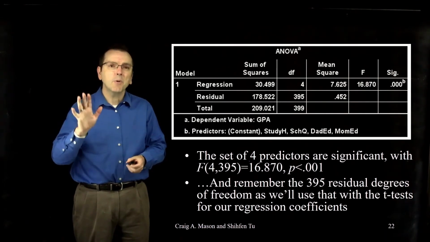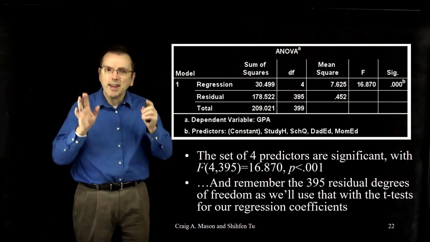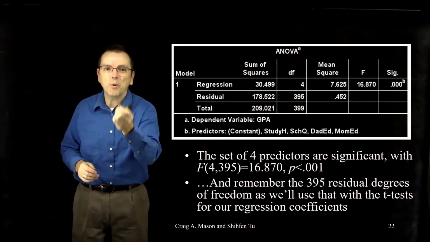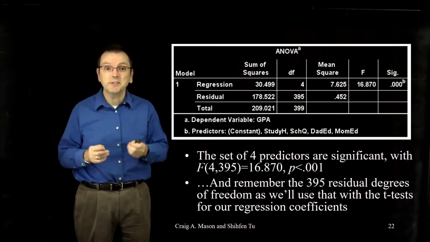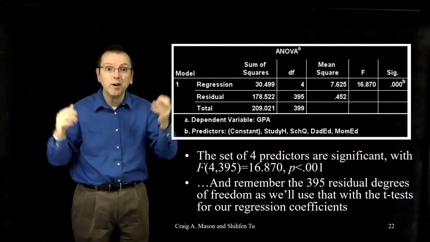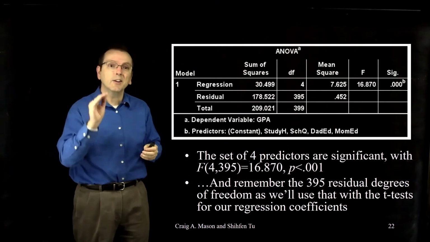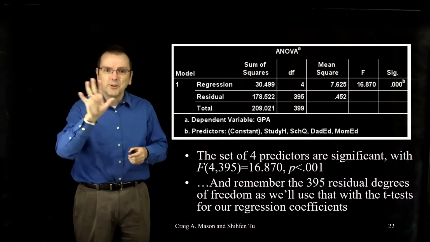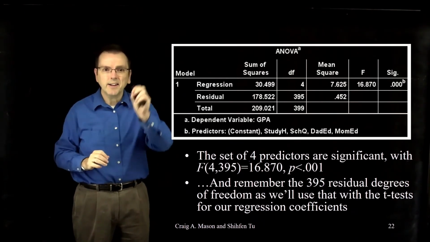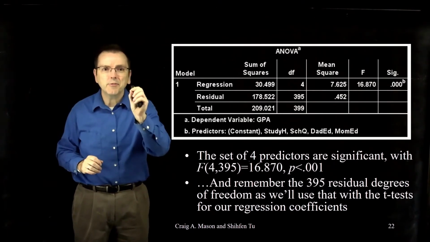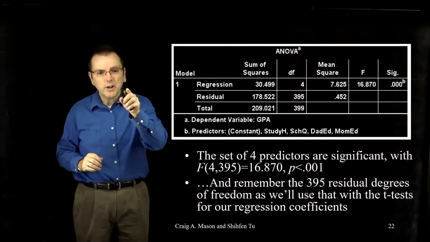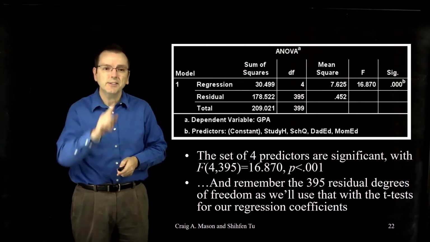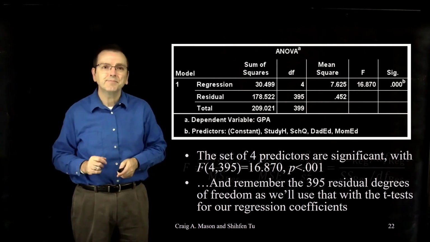Now, thinking back to our basketball analogy, this reflects whether, at the end of the game, our team won or lost. In this case, we see that our team of 4 variables won, and we can reject the null hypothesis. Now, while we're down here, make certain that you keep track of the degrees of freedom residual, because we're going to be using that later when we're testing our regression coefficients. So remember that 395.